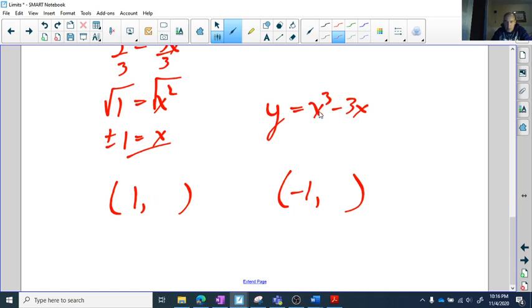So if I fill 1 in here, 1 cubed is 1, minus 3 times 1 is 1 minus 3, so it's minus 2. And if I put negative 1 in here, I'll get negative 1 minus 3 times minus 1. That'll give me negative 1 plus 3, that'll give me a positive 2. So that means that at either of these 2 points, if you drew a tangent line, they would have a slope of 0, which means they'd be horizontal.